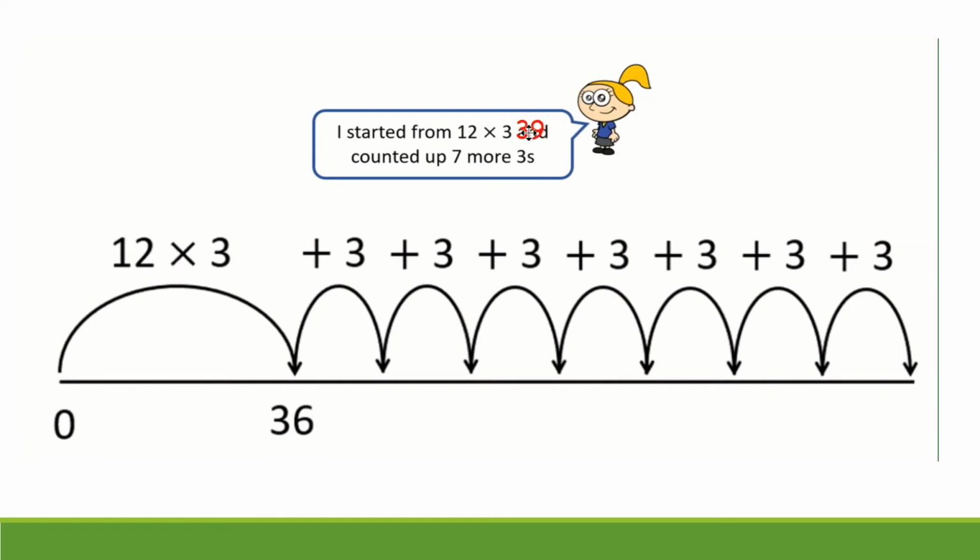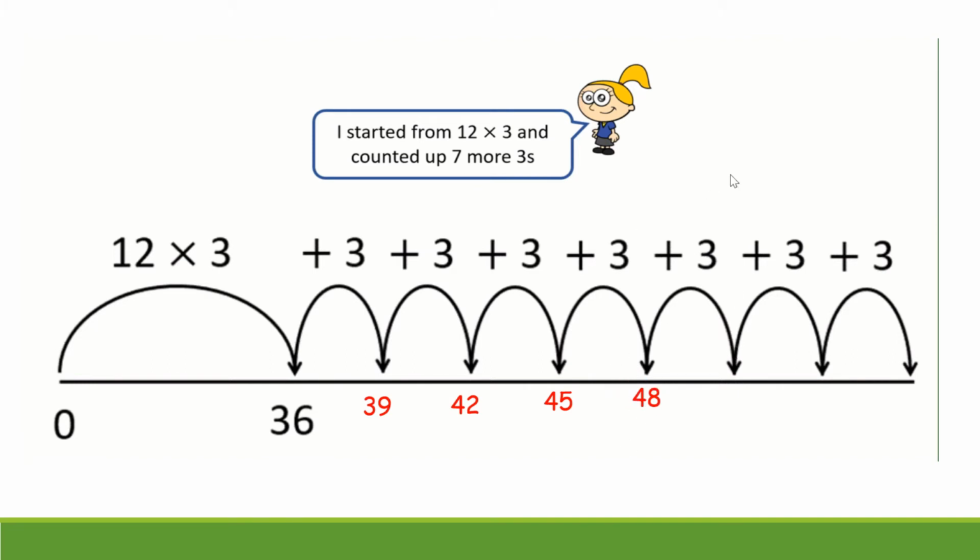39. 39 add 3 more gives us, are we getting it? Well done, gives us 42. 42 add 3 more gives us, what's the answer? Well done, 45. 45 add 3 more gets us to 48. We're doing really well here.